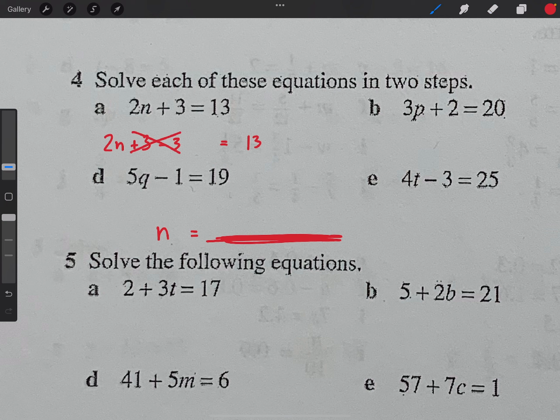And if you minus 3 from the left hand side, you minus 3 from the right hand side. So that will make it 2n is equal to 10. Then this is a simple division. 2 times something is equal to 10, so obviously n must be 5. Or you can just divide both sides by 2, and you get n is equal to 10 divided by 2, which is 5. There's your answer.